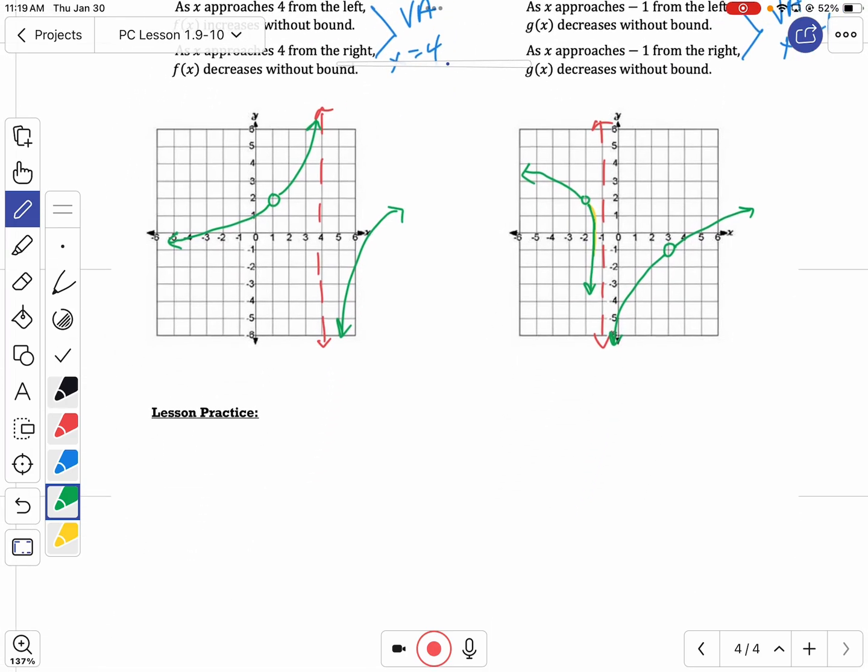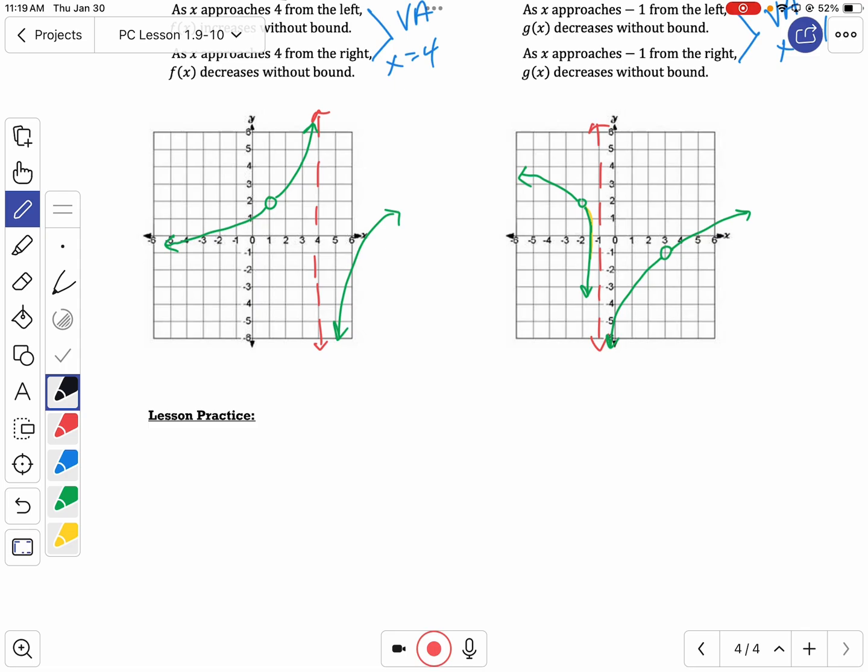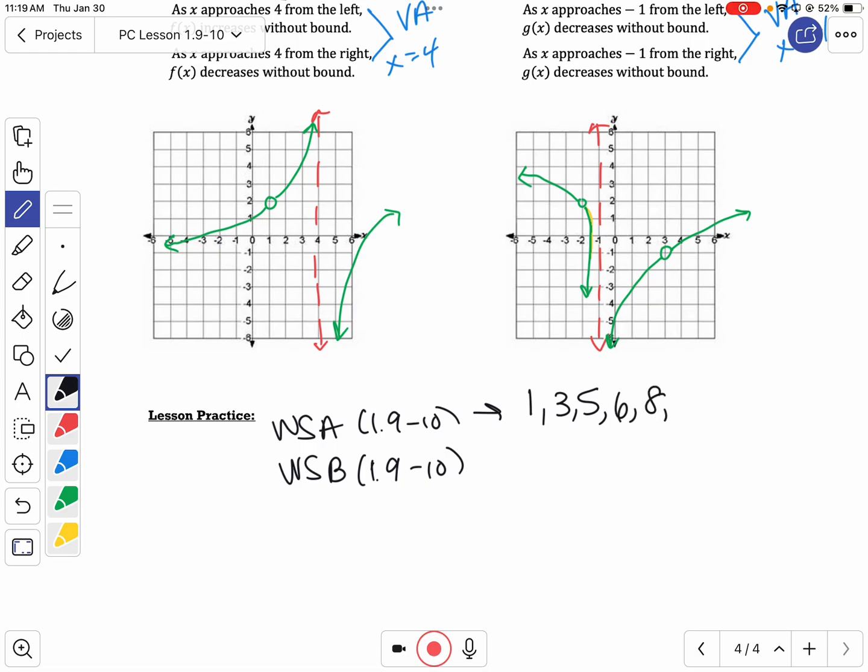So, lesson practice. You got 2 worksheets, worksheet A and worksheet B. On worksheet A, this was 2 sections, 1, 9, and 10. Tomorrow we're just doing 1 section. I want you to look at 1, 3, 5, 6, 8, and 11 on the first one. And then on B, 1, 2, 3, 4, 7, 8, and 10. And just because of time, no wrap up today.